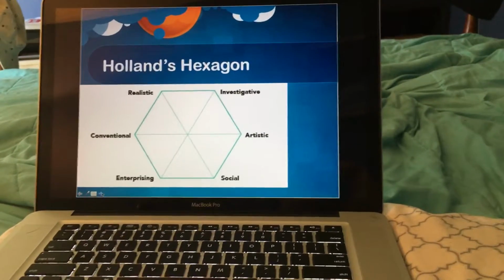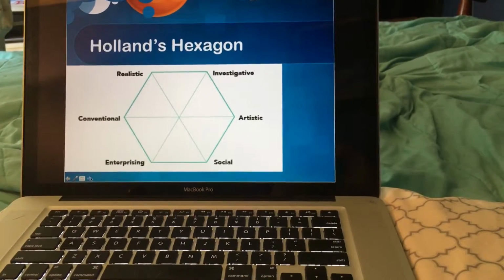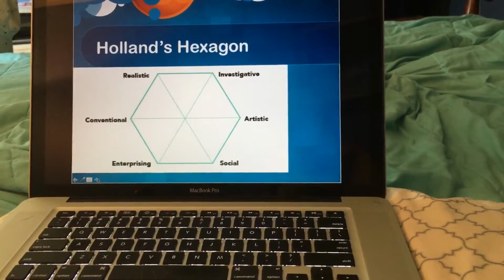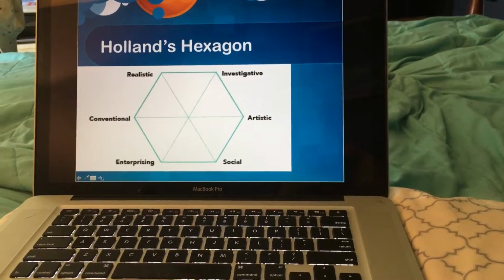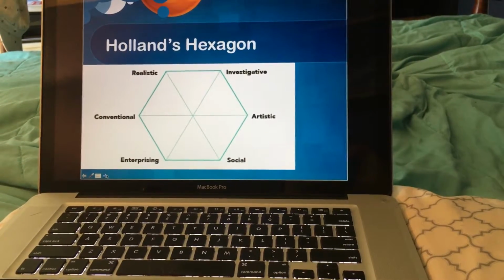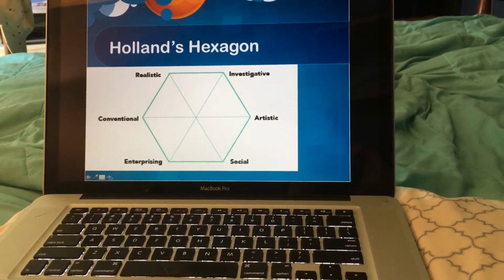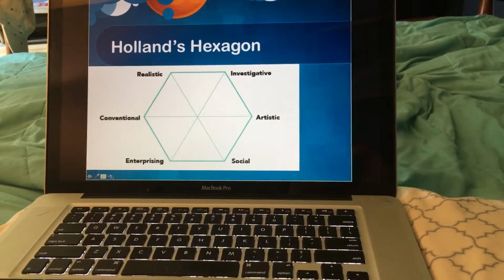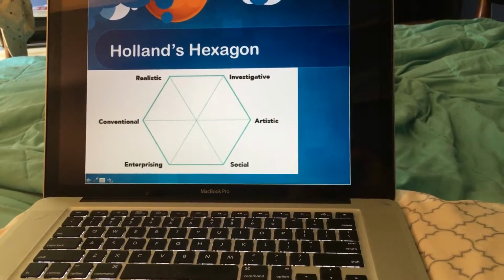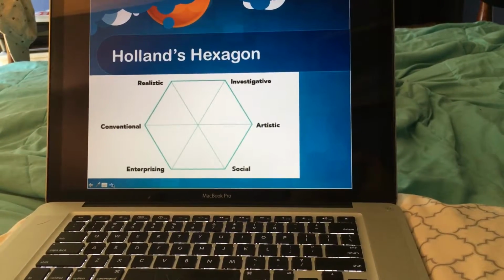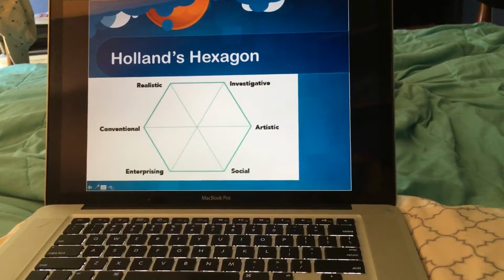This is called Holland's hexagon, and as you can see here, there are many different triangles. So you could be realistic and conventional. You could be social and artistic. Odds are you won't be social and realistic. Those are on different sides of the hexagon, but I suppose it's not impossible.